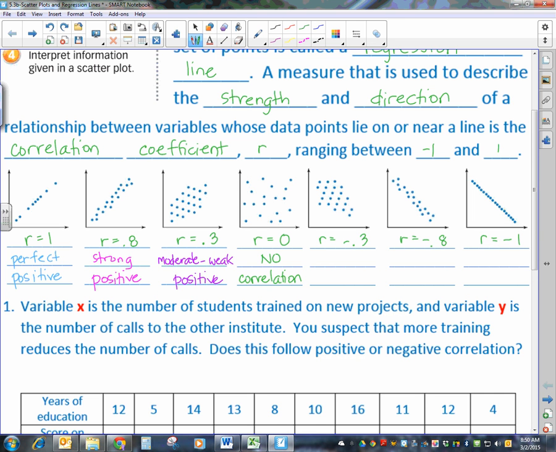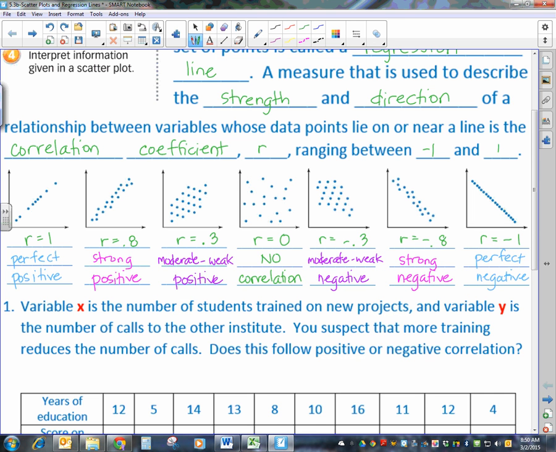So then we have a negative 0.3, and a negative 0.3 would be your moderate to weak negative correlation. R equal to negative 0.8 would be a strong negative correlation. And then R equal to negative 1 would be what they call a perfect negative correlation.